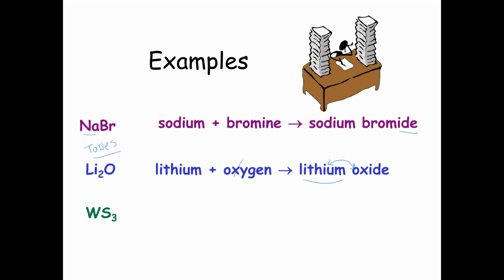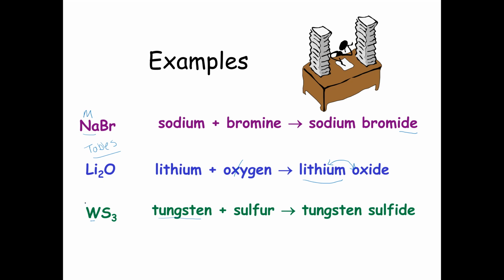-ide. So now I have WS3. So again, you're going to check table S because W is not an element we've really seen very often yet. So that's our element tungsten. And then sulfur. And so tungsten's going to keep its name because the first element always keeps its name. And then in this case, the first element is a metal. Notice that sodium is on the left side of the periodic table. So is lithium, and so is tungsten. Bromine is on the right side of the table, non-metal, non-metal, non-metal. And so our non-metals are the ones that are changing their names. So sulfur becomes sulfide.